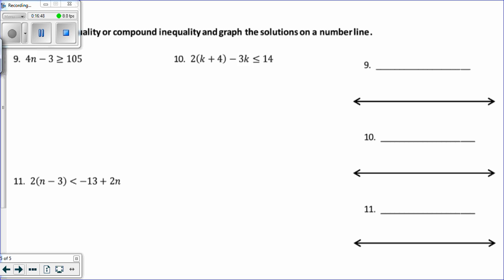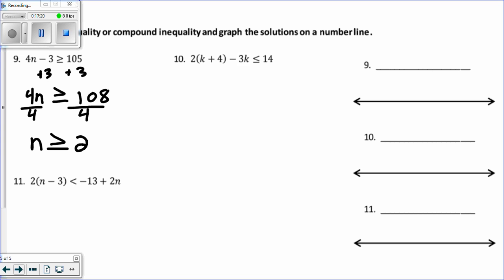Lastly, we have solve each inequality or compound inequality and graph the solutions on a number line. So let's start with the first one. Our goal is to isolate n. So we're going to start by adding 3 to both sides. And you are left with 4n is greater than or equal to 180. Just like solving an equation, we have to get n alone. So we divide both sides by 4. And I get n is greater than or equal to 27. So I'll write that on this line.